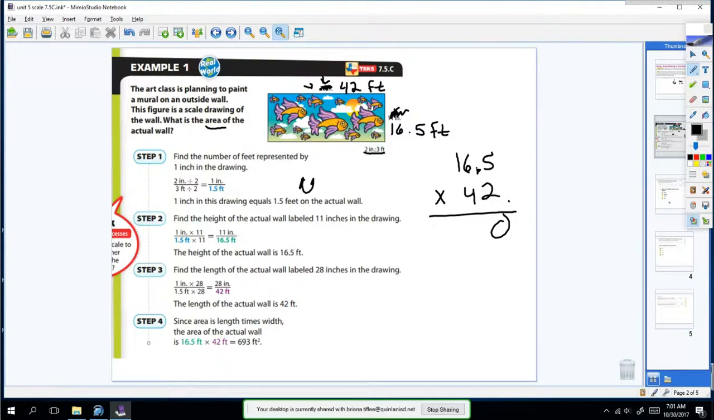Here we go. Plug this in. There we go. Okay, so you're going to do 16.5 times 42 to find the area of the actual figure. We can find the area of the actual figure because we found the actual dimensions of the figure.